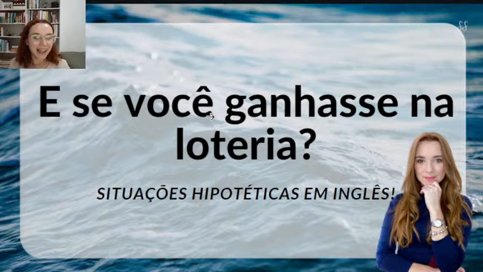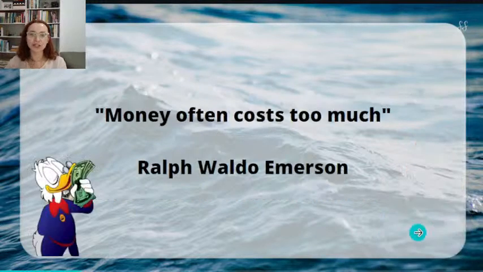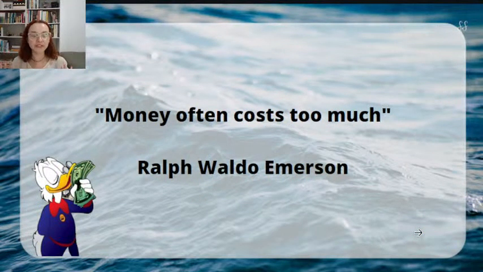E aqui, se você ganhasse, qual é o tema da nossa aula de hoje? Se você ganhasse na loteria, situações hipotéticas em inglês. Como é que eu trabalho essas situações hipotéticas em inglês? Usando Second Conditional Structure. The second conditional is not a complex structure, não é complexo, but you need to know some things about that. Vocês vão precisar saber de algumas coisas, ok?